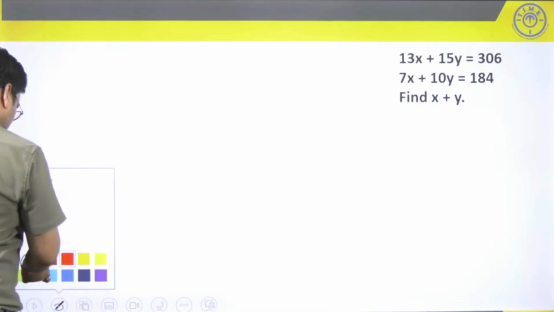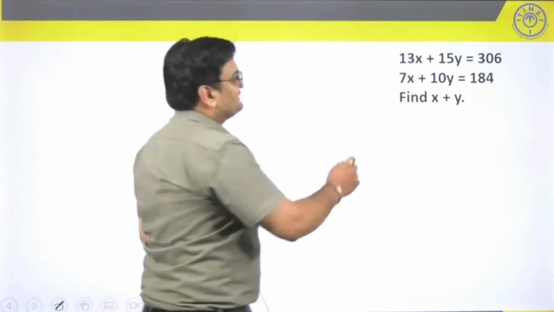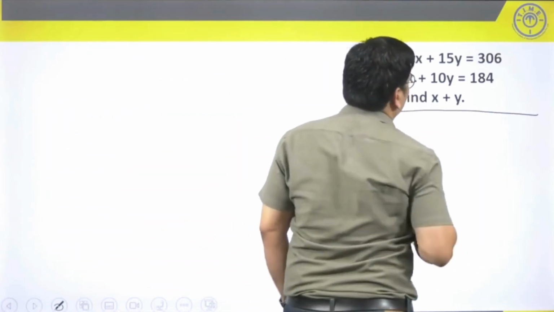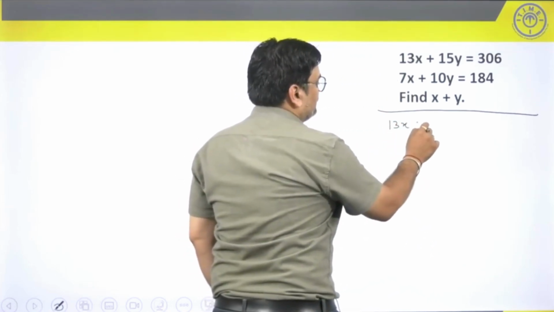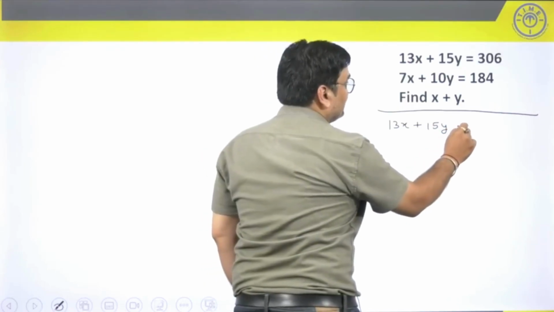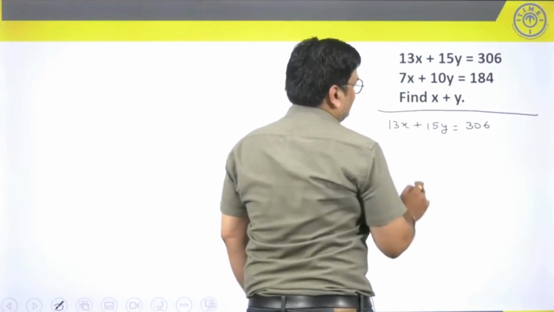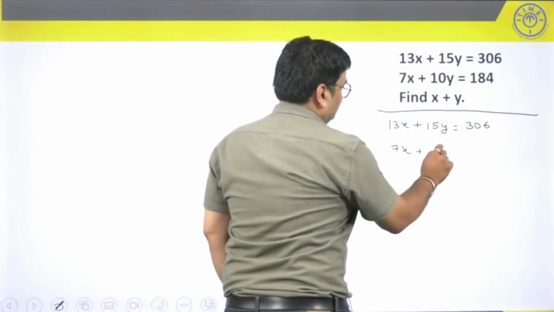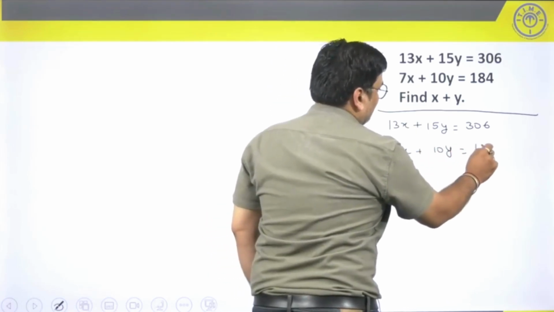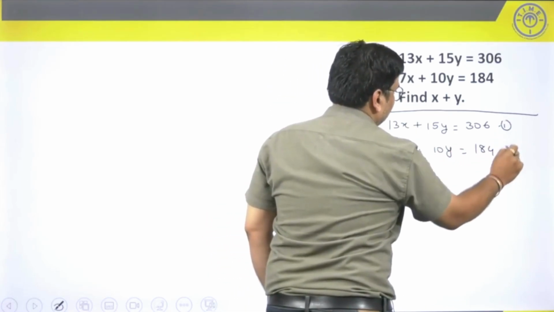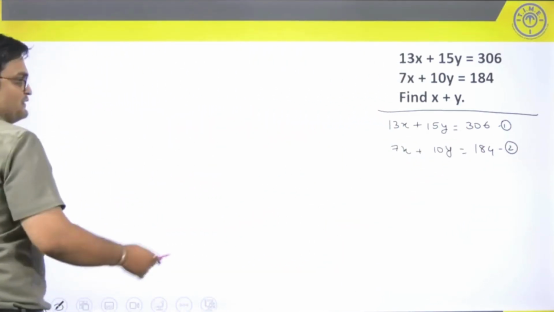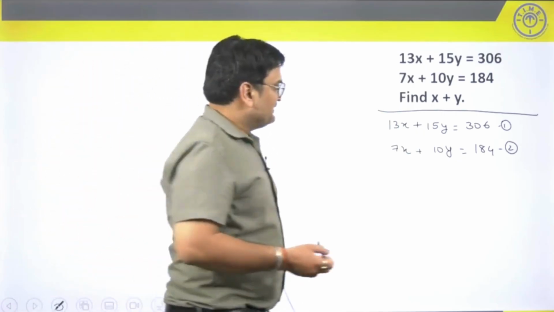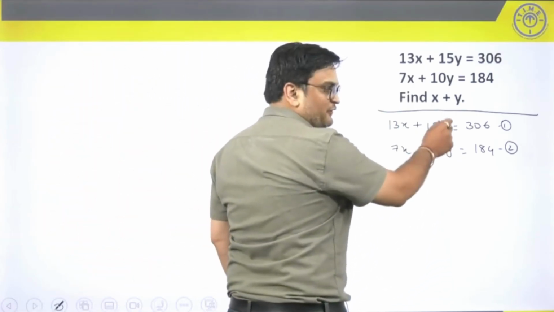Observe, he says 13x plus 15y is equal to 306. So let me just rewrite the equation again. The usual process that we have of solving a simultaneous equation is you try to eliminate one of the variables. Now I think over here it will be easier for us to eliminate the variable y, isn't it? Because y here is multiples of 5 on both the sides.